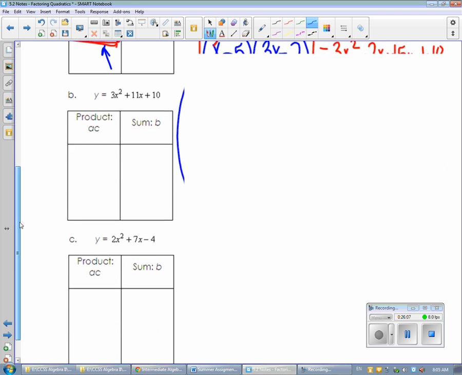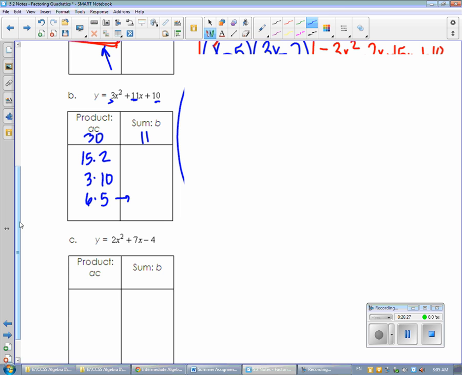We're going to look at our product, a times c. So this is my a, this is my c, and 3 times 10 is 30. And then my middle term is going to be a positive 11. I'm looking for numbers that multiply to give me 30 and add to give me 11. So I might try 15 times 2. I know that doesn't work. 3 times 10, that doesn't work. What about 6 times 5? The sum equals 11, so I know those are my magic numbers.